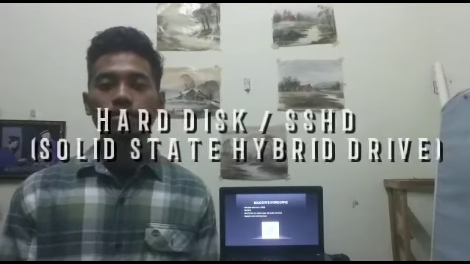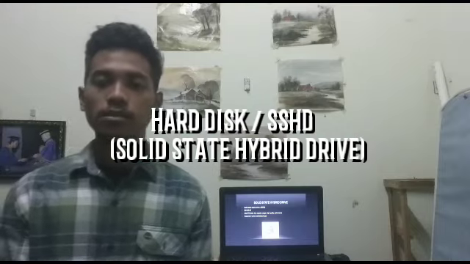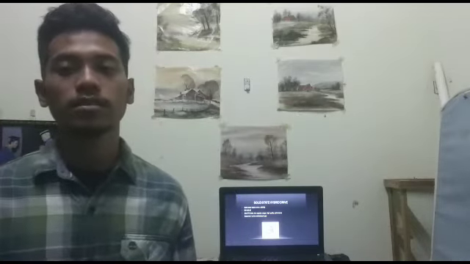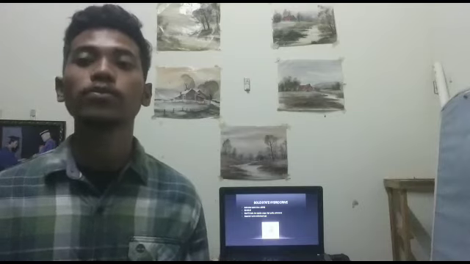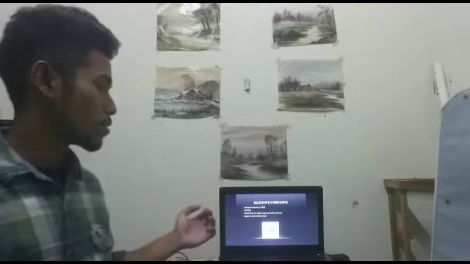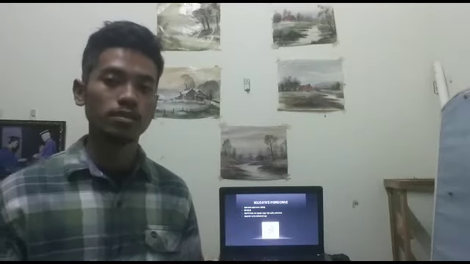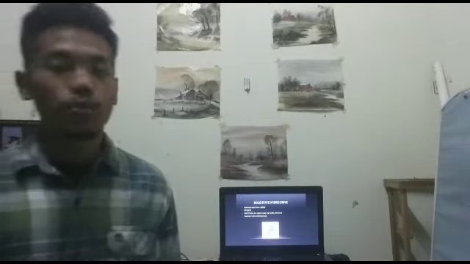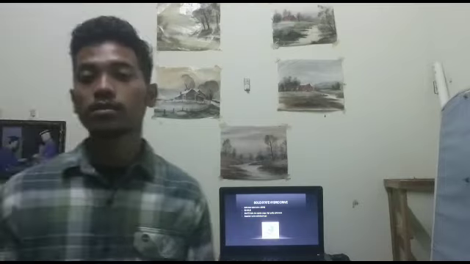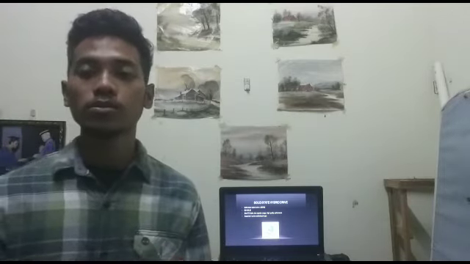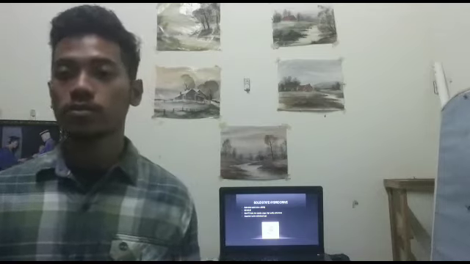Last but not least, the last component for Lisa PC is a hard disk. A hard disk contains the data and information in the PC. The suggested hard disk for Lisa PC is a solid state hybrid drive, which is a combination of SSD and HDD. With this hard disk, Lisa will start her PC faster, with low capacity usage and high quality of performance.